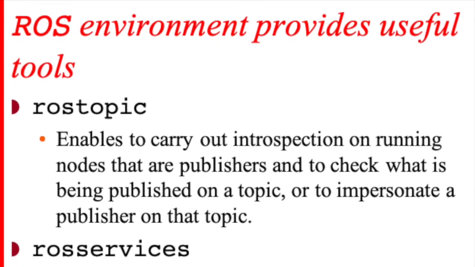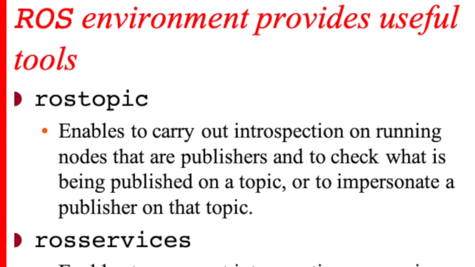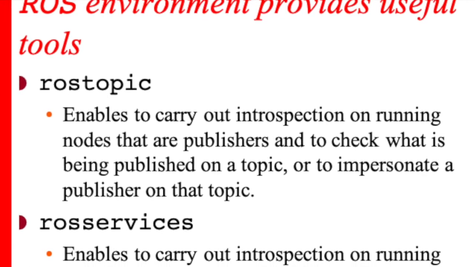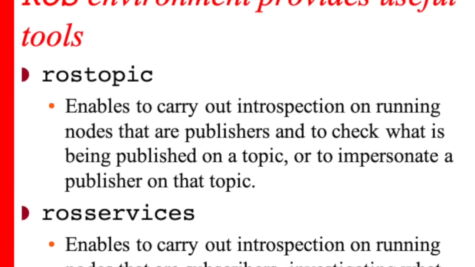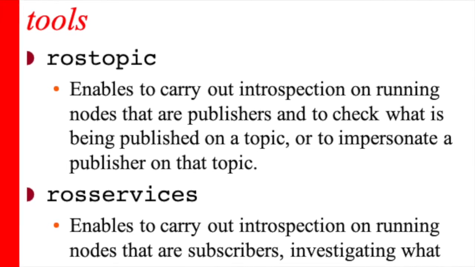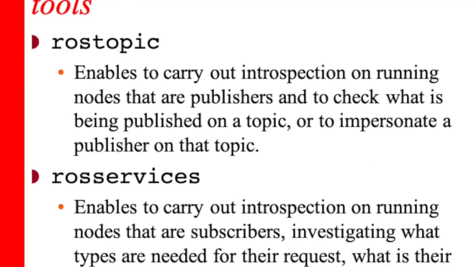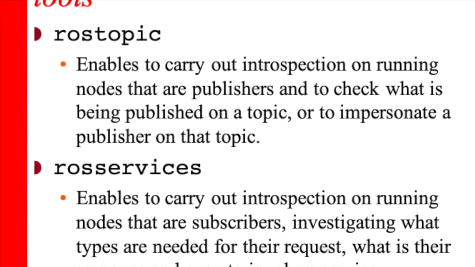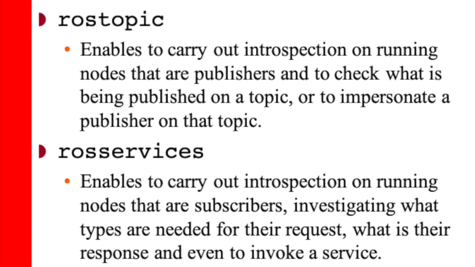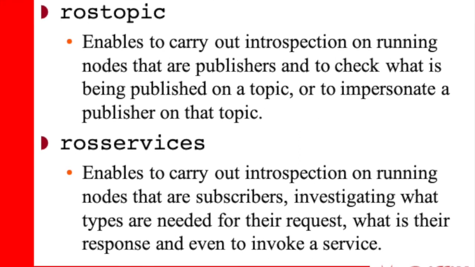Moreover, ROS has a series of tools to support the development and the understanding of what's going on. Two of these tools are very important. One of them is ROS Topics, which allows you to check what is being published in the system, or actually impersonate a publisher and deposit some message in the middleware. And the other one is ROS Services, which similarly allows you to inspect what services are there, what are the parameters that they need, who is running them, and more importantly, you can also test them by invoking a service.